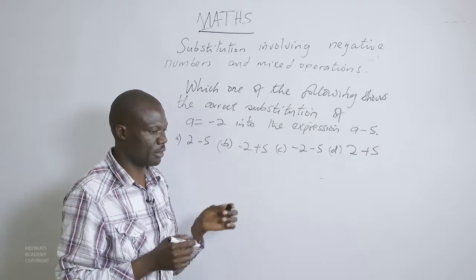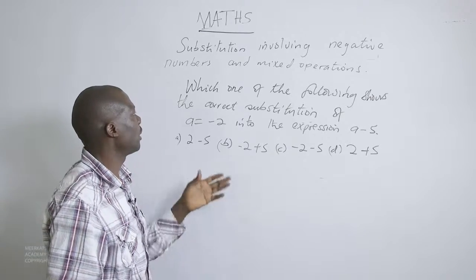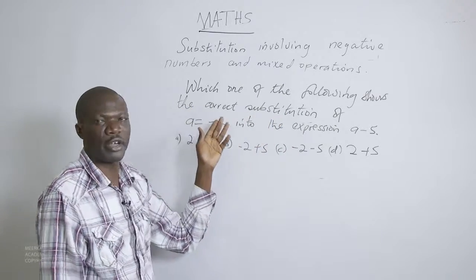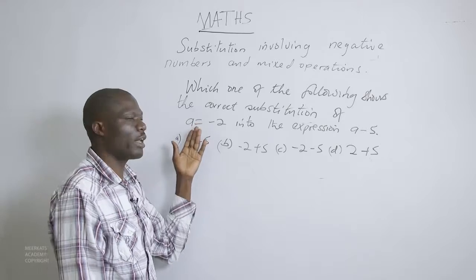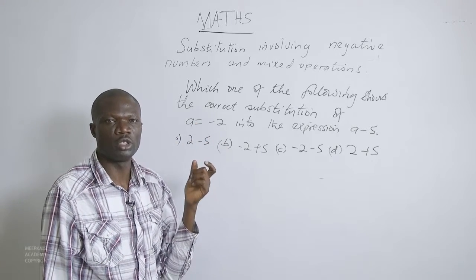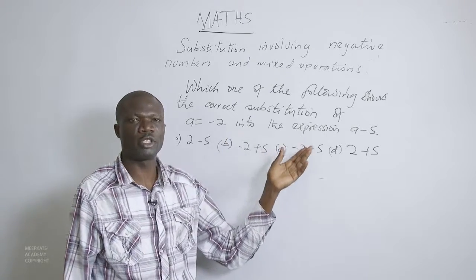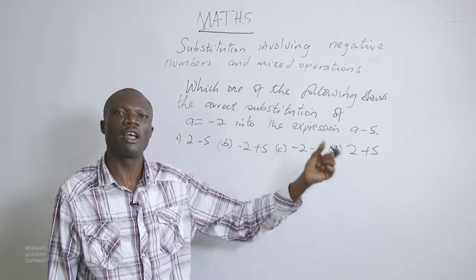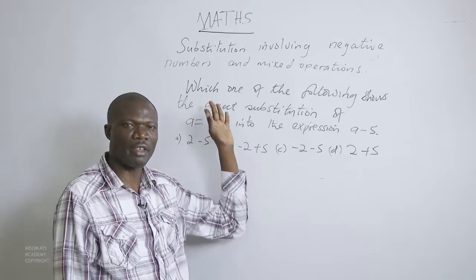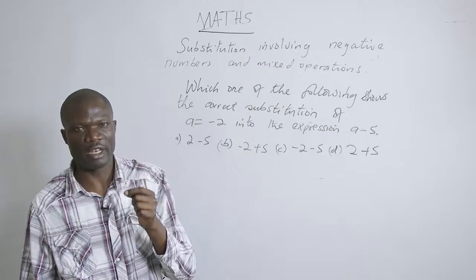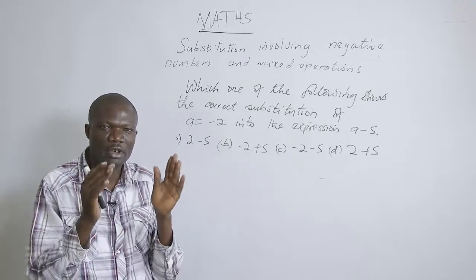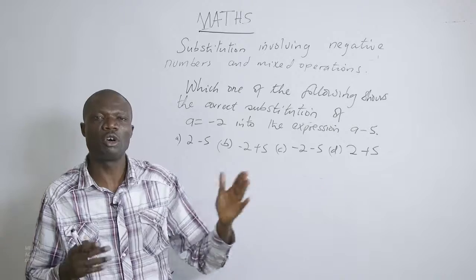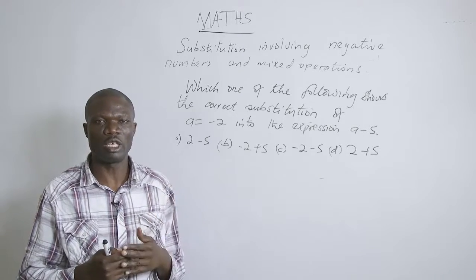So the question reads, which one of the following shows the correct substitution of A is equals to -2 into the expression A minus 5. So we have the expression A minus 5, and then we have the value of A given above as A is equals to -2. Now the question is, are you able to carry out the correct substitution so that we can identify out of these 4 options that we have been given, which one is the correct one?